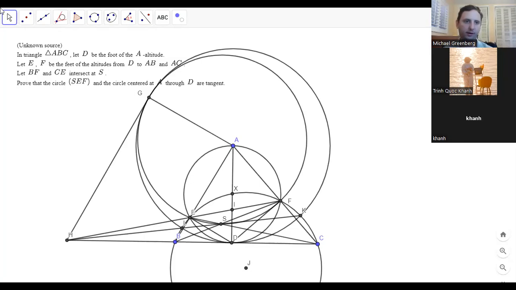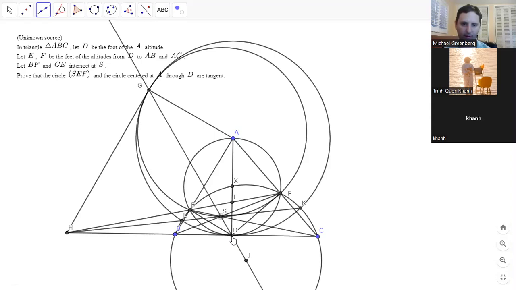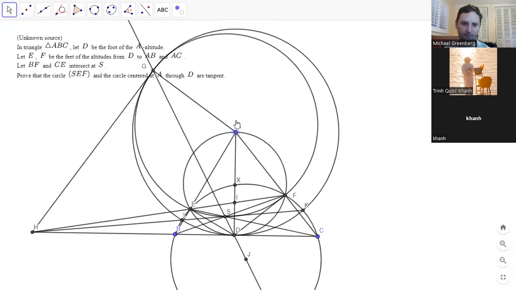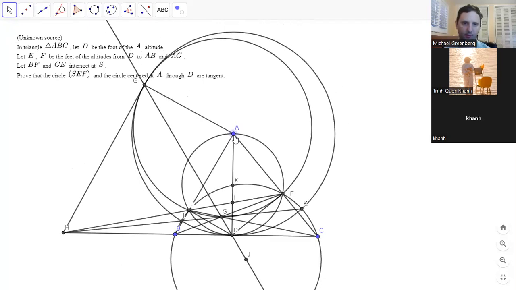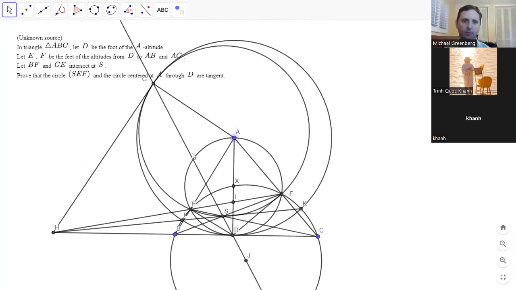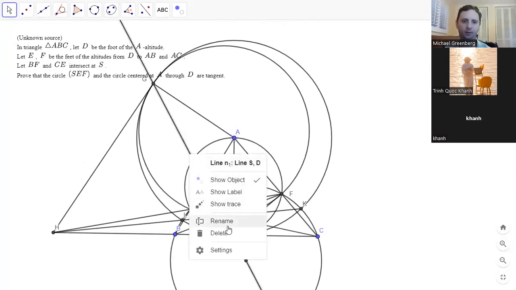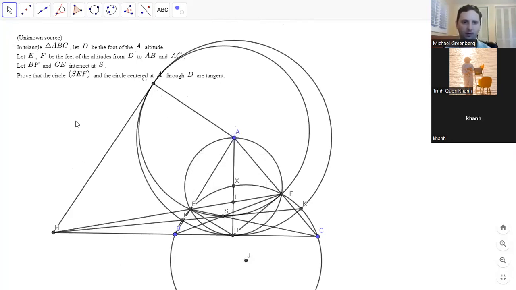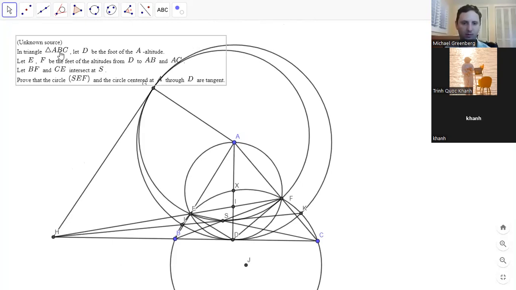Do SD pass through J? Yeah. So we can prove that by using Pascal. By using Pascal's? Yeah, S, D, J are collinear by Pascal.